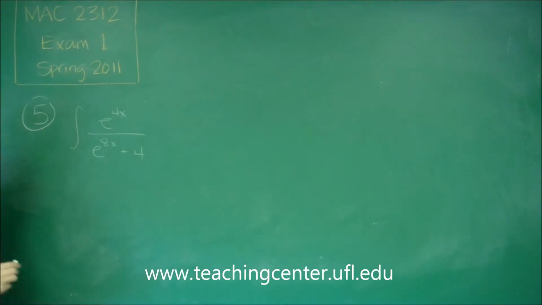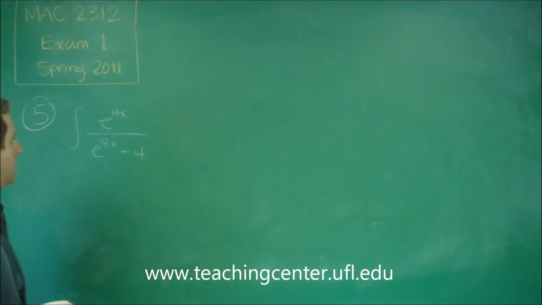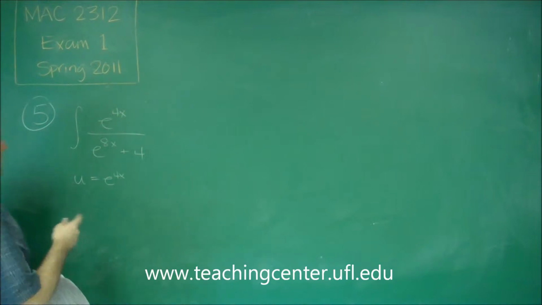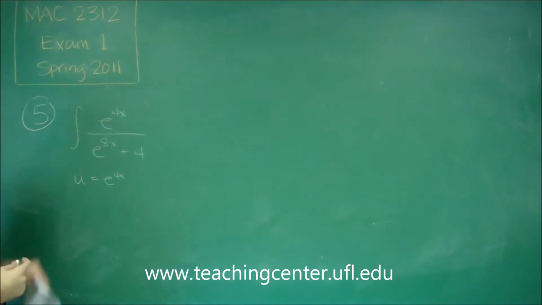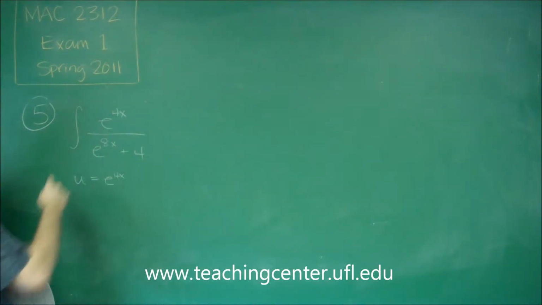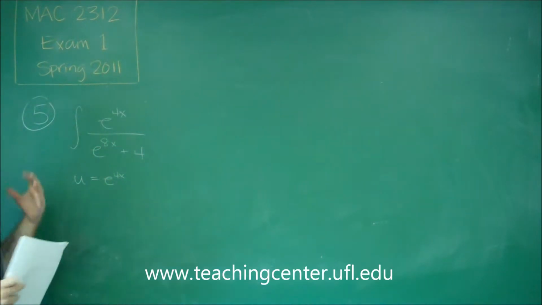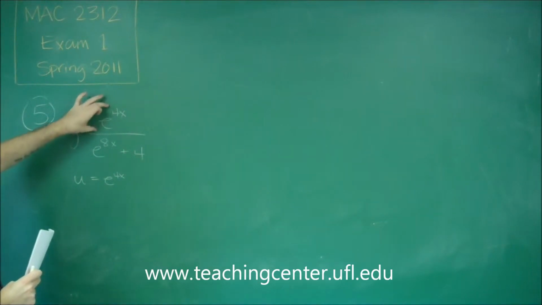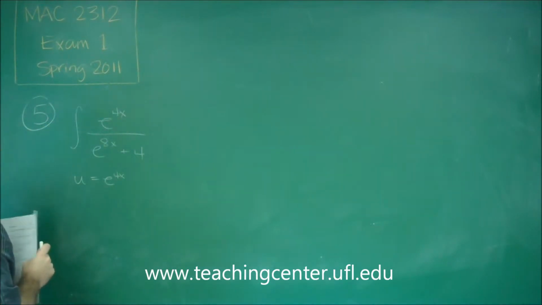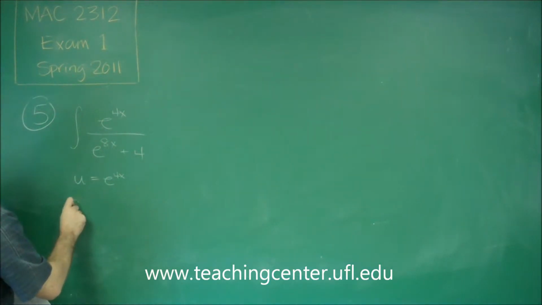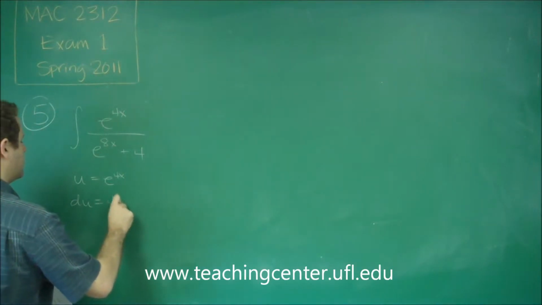e to the 8x is the same thing as e to the 4x squared. So u being e to the 4x would actually make a lot of sense here, because then we could make this u squared on the bottom, and this will still cancel out in the top. You can see if you set u equal to e to the 8x, you would never get this to cancel out through u substitution. So we get du equals 4e to the 4x dx.